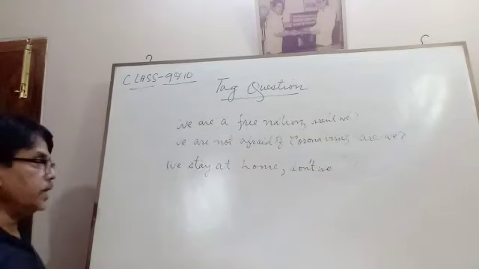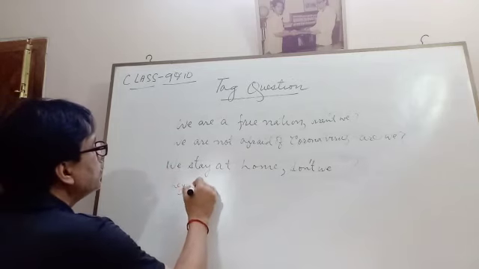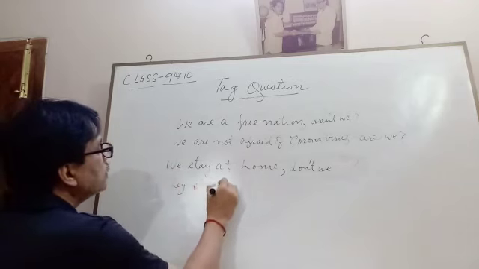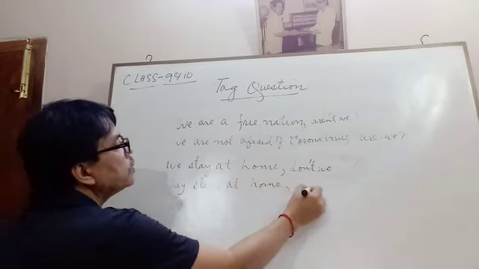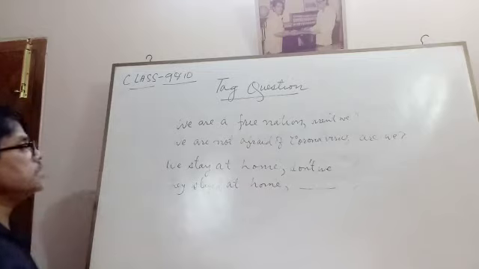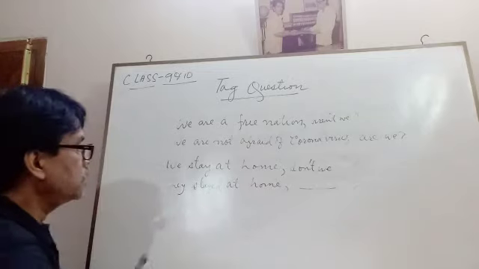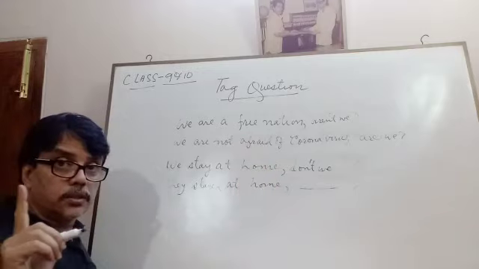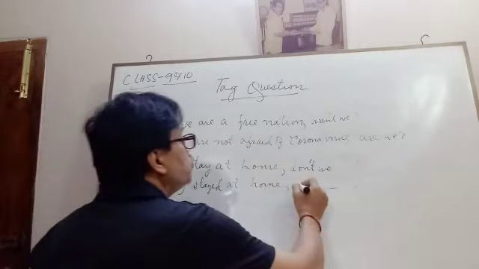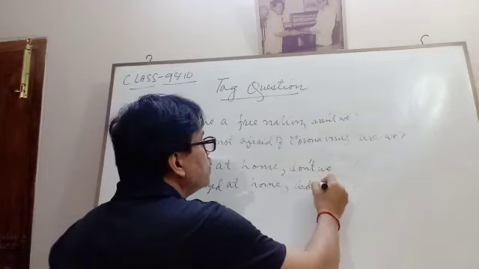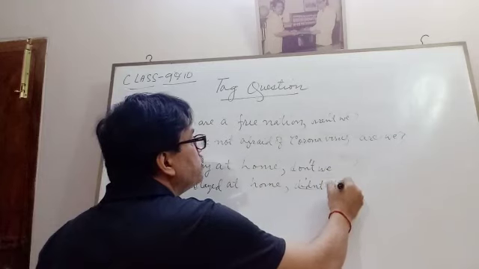Now another example. They stayed at home. What is this tense about? This tense is past tense. According to the rule, if the sentence is in past tense, we use didn't and subject they.